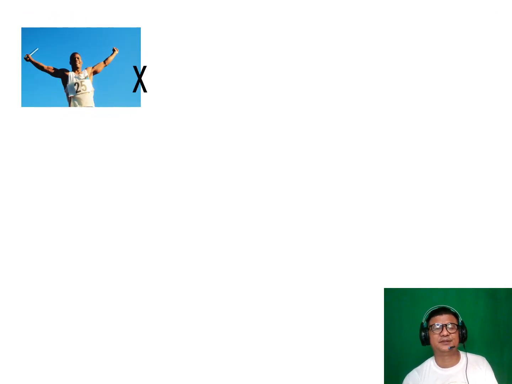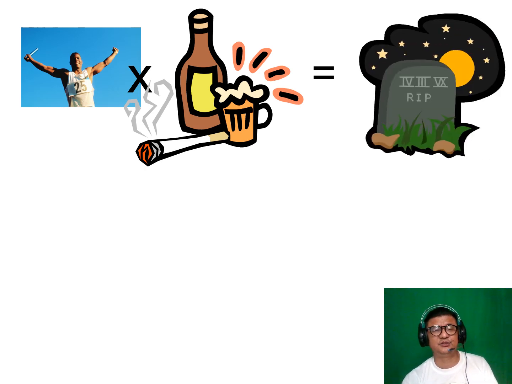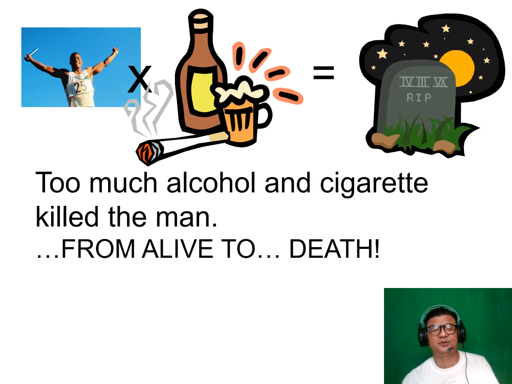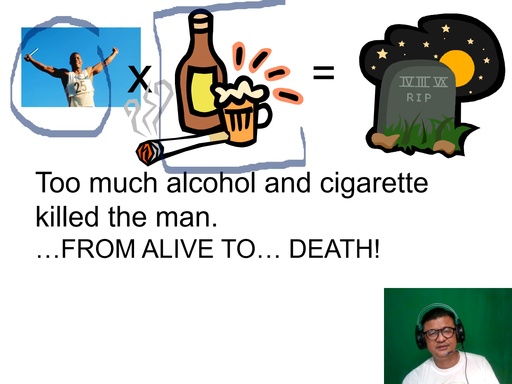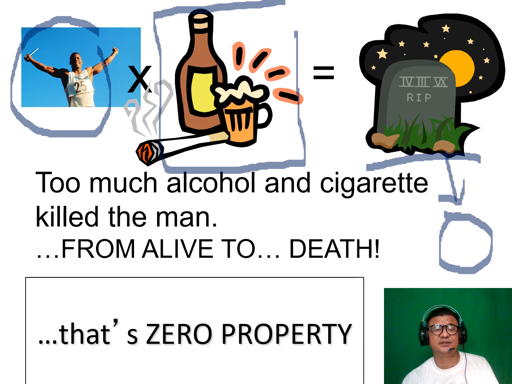The next property is this one. But let's look at this analogy first. All right. Too much alcohol and cigarette killed the man. This man multiplied by these substances brought him to death. Death, you could think of death as you're nothing now. You're not positive, you're not negative, you're back to 0. Okay, so think of it. That's called the 0 property. What will make you 0? Okay, like you don't exist anymore. What will make it 0?